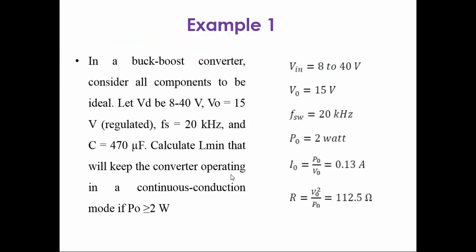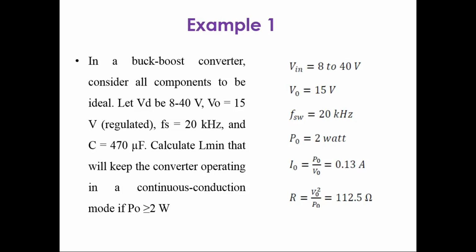So now I'll try to explain the same thing with an example, because we started in the last lecture with the buck boost converter. In the converter we have some range. If our range is 8 to 40 volt, then our expected output voltage is 15 volt regulated. Our switching frequency is 20 kilohertz. Our capacitor is 470 microfarad. So we need to calculate the minimum inductance so that the converter will operate in continuous conduction mode if my output power is greater than or equal to 2 watt.